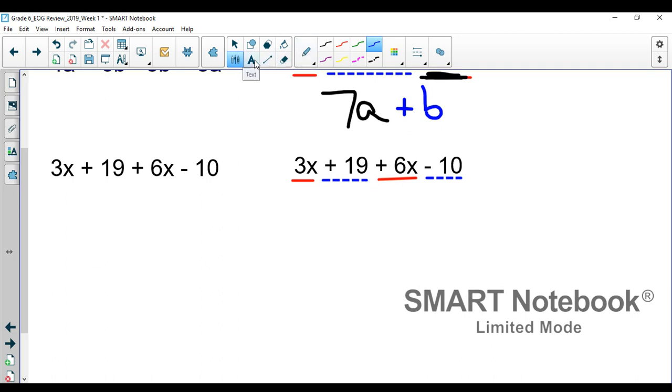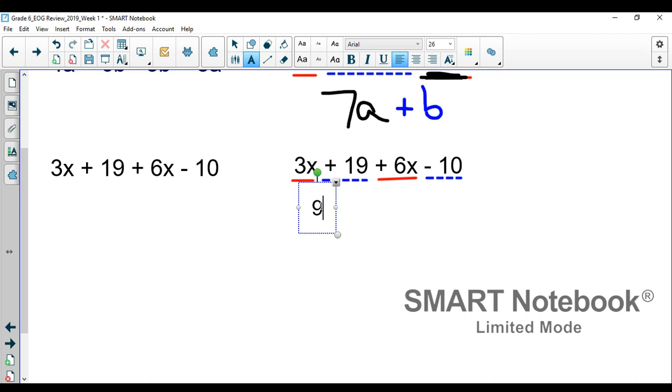So when I combine my x's, I have 3x plus 6x, which is 9x. When I combine my constants, I have 19 minus 10, and 19 minus 10 is positive 9. So when I combine those, I have 9x plus 9.